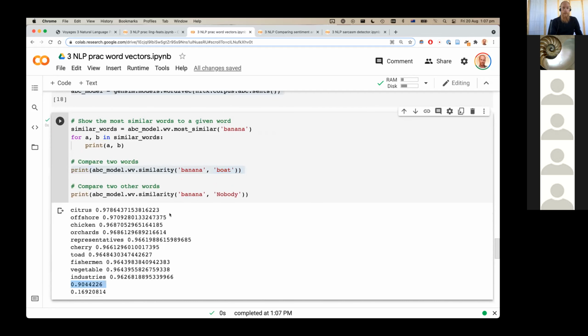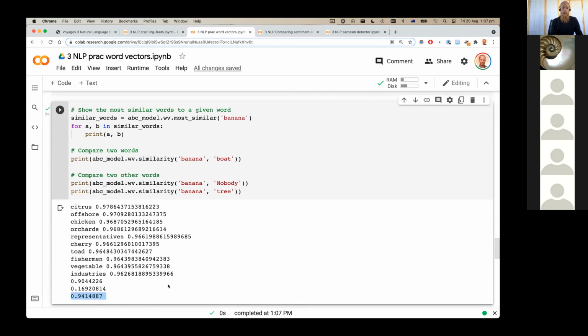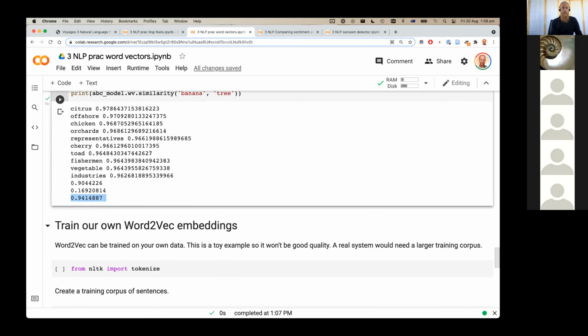So the similarity: banana and boat do rate pretty highly. That's interesting. What about banana and dirt? Or what about tree? I would think that would be pretty high too. Yeah, okay. So there's our value for banana and boat, there's our low value for banana and the word nobody, and the value for banana and tree. Okay, so this is how we use word2vec.